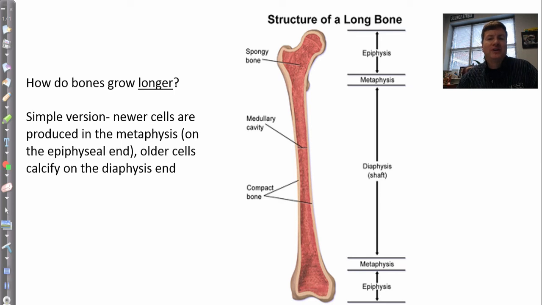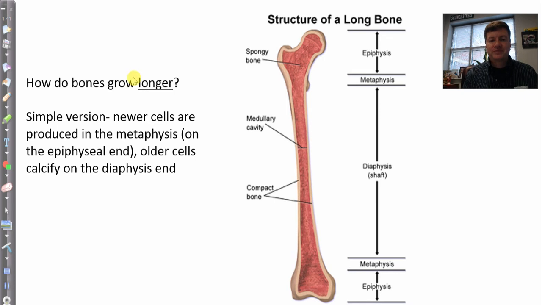And of course, we're focusing on long bones. It's a little different process than you would see in flat bones or irregular bones or short bones. So let's focus on the long bones first. The simple version of this is that newer cells are going to be produced in the metaphysis in one part of the long bone, and the older cells are going to calcify on the diaphysis or on the shaft end.